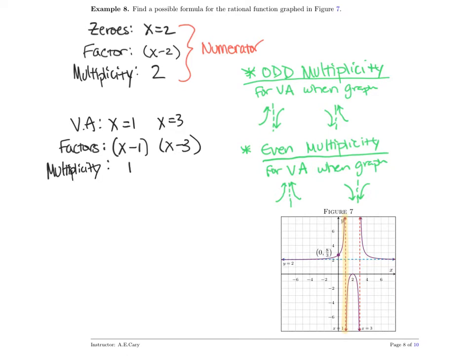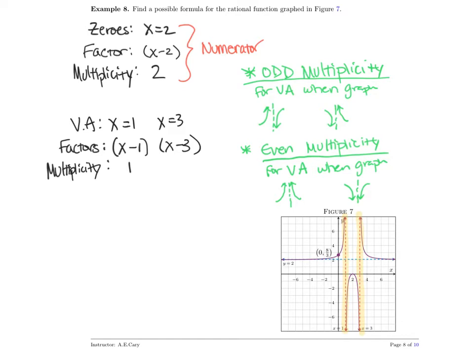It's going to be a multiplicity of 1. And then we're going to look again at the other vertical asymptote, and I see, okay, this looks a little bit more like this right here. So it's still an odd multiplicity. The ends are just going in the opposite ways. So for us, odd multiplicity is going to be 1.